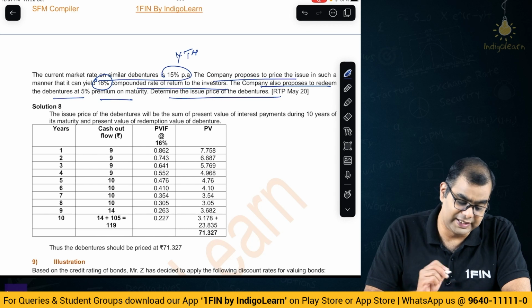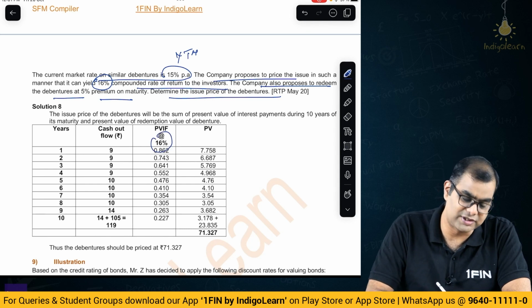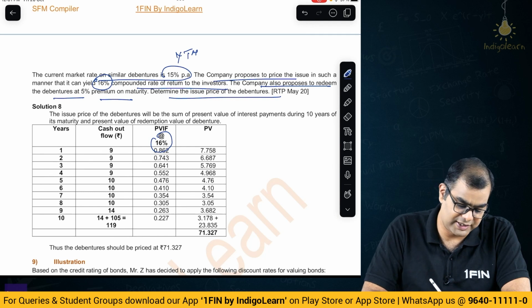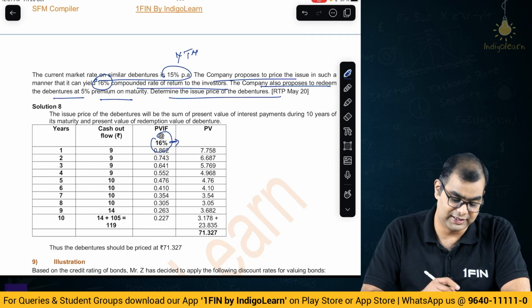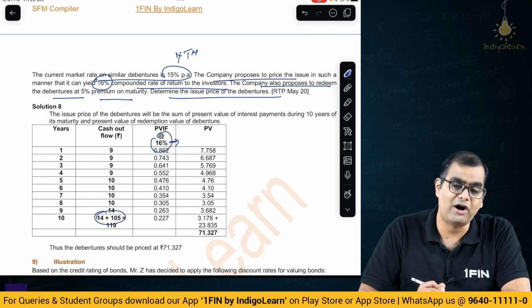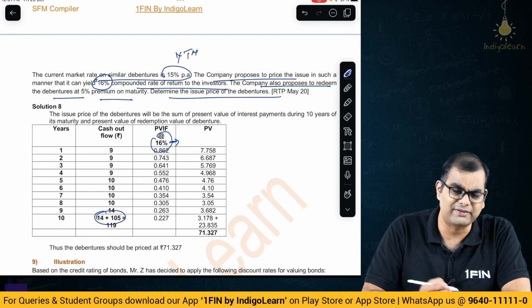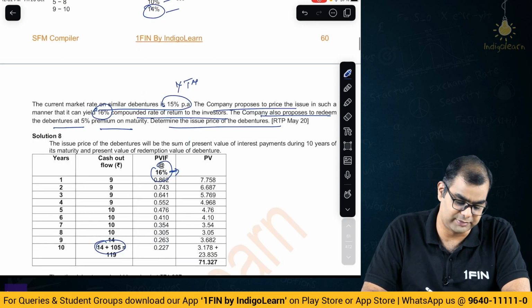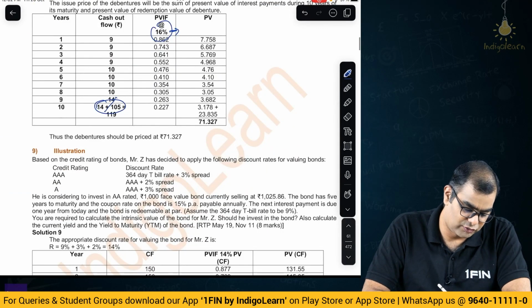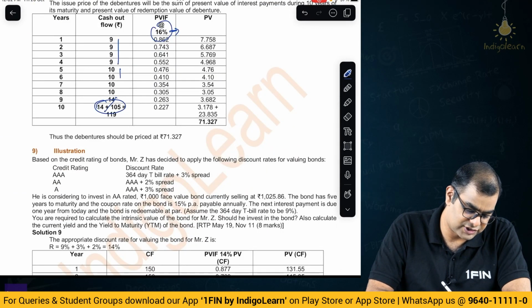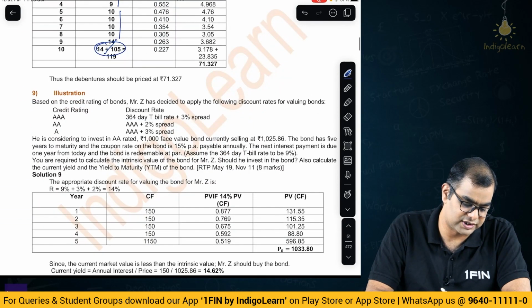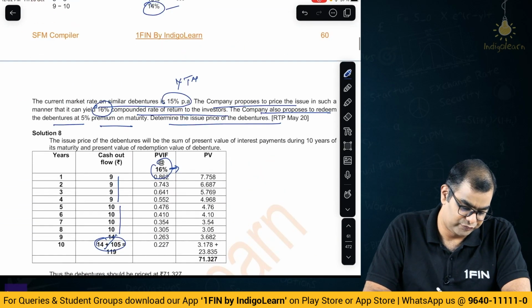So, the yield is already given at 16, even though similar debentures are at 15, because of the complications that this particular debenture has, they are planning to price it at 16 and they are also going to redeem at a premium of 5%, which is 5 rupees, 5% of 100 is 5 rupees. The last 2 years coupon is 14%. So, last 2 years is 14, first 4 years is 9, next 4 years is 10.